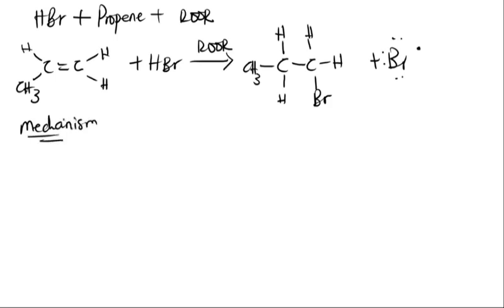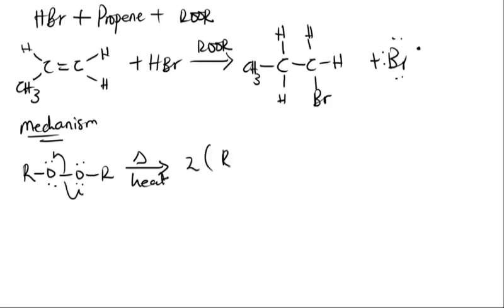So the mechanism is straight ahead. Before even the reaction occurs, the peroxide has to what? Dissociate in the presence of what? The presence of heat. So this is what goes on. We have heat over here, so this will undergo homolytic cleavage to produce what? 2 alkoxy radicals, which looks like this. So this is what we are calling the alkoxyl radical.